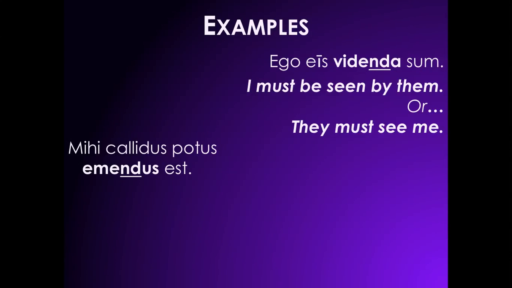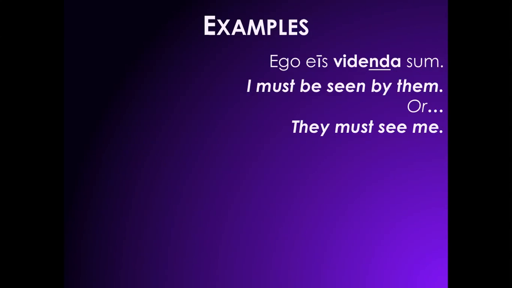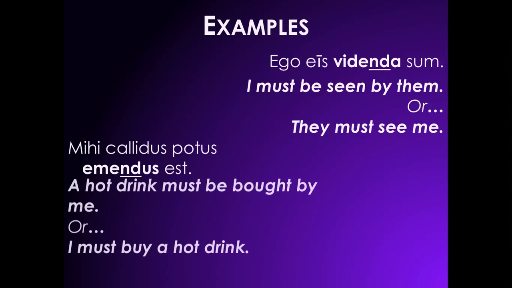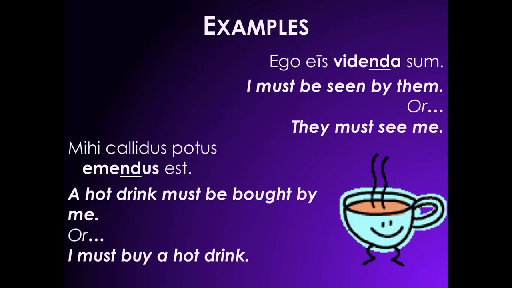So you've got calidus potus, which is a hot drink. So you've got your hot drink there. A hot drink must be bought, because calidus potus is in your nominative form there. It's the subject. And then you've got mihi there, which is your dative form of first person singular, right? Yeah, mihi. So a hot drink must be bought by me, literally, and est is third singular because a hot drink is third person singular.